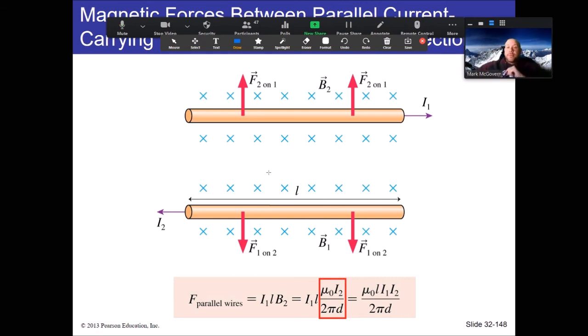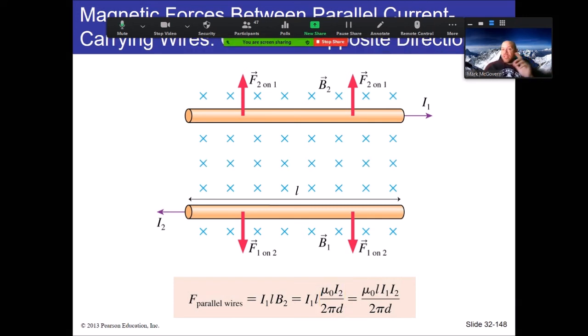All right, so same deal here. You have to establish what the fields are in the presence of the wires, and then you work out your right-handed rules. I encourage you to go through with this particular example and prove to yourself that these are opposite forces.